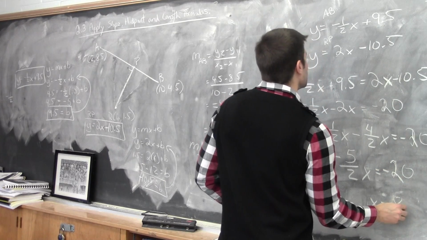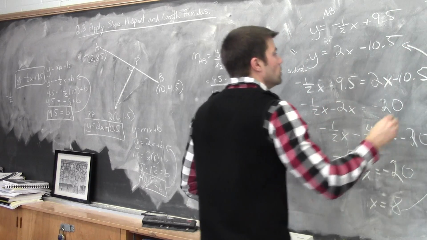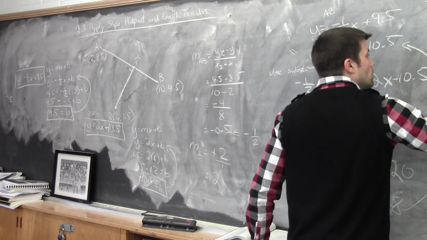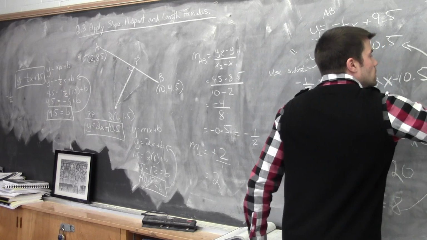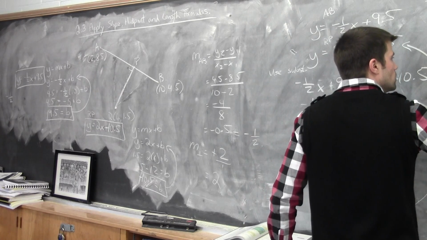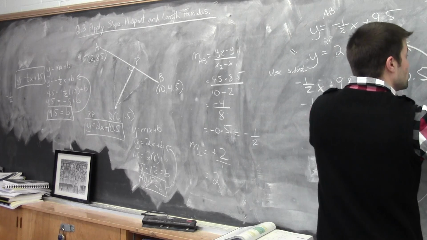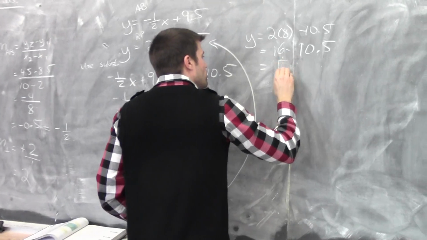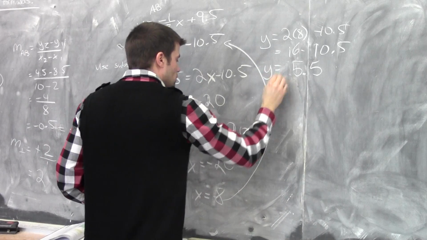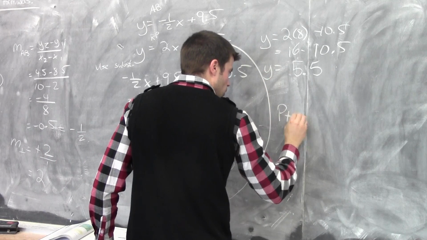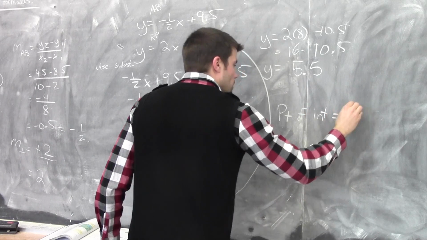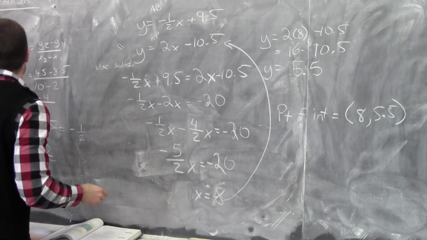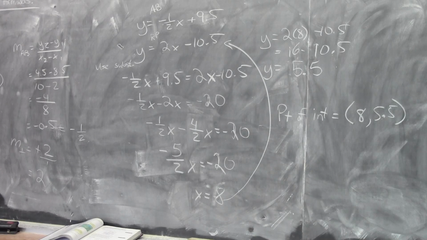Okay, once x is 8, I can sub that into this formula here. Y is equal to 2 times 8 minus 10.5. 16 minus 10.5, sorry, that's 5.5. So our point of intersection then is (8, 5.5). So once I have that point, I now have 2 points on the line. I can figure out the distance.